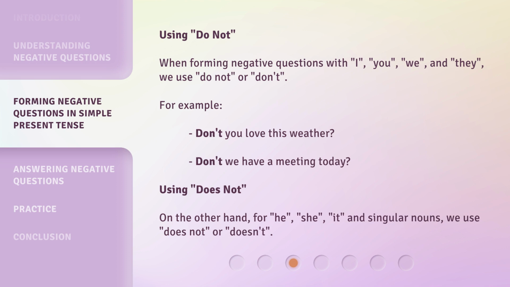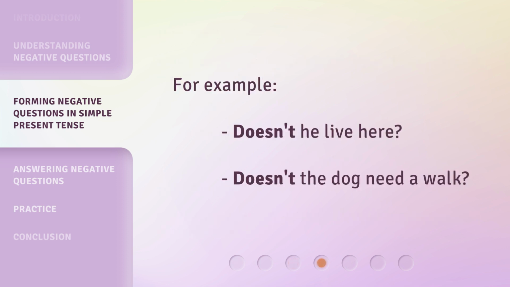Using does not: on the other hand, for he, she, it, and singular nouns, we use does not or doesn't. For example, doesn't he live here? Doesn't the dog need a walk?